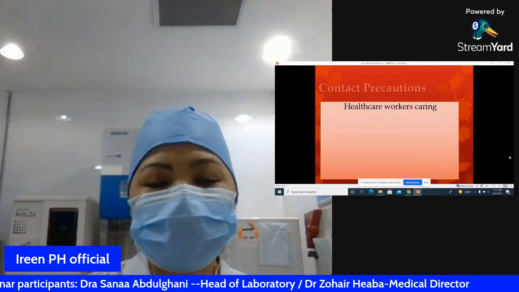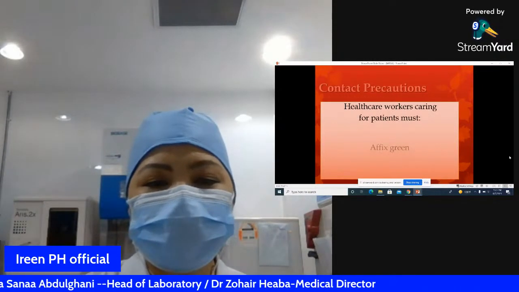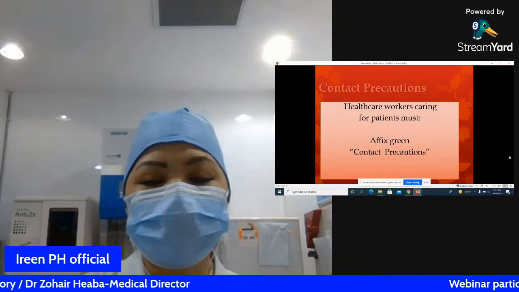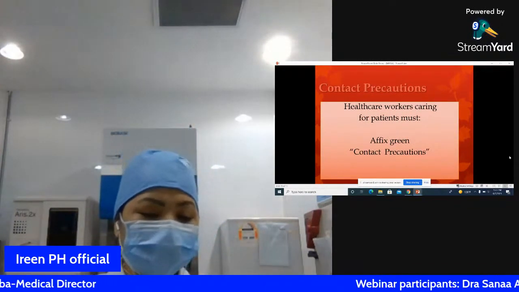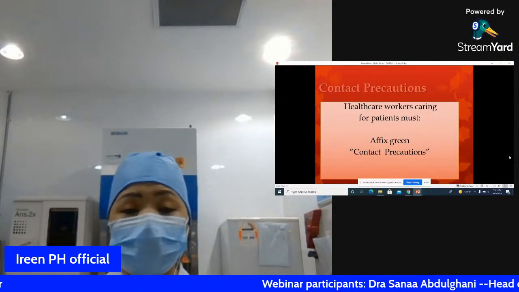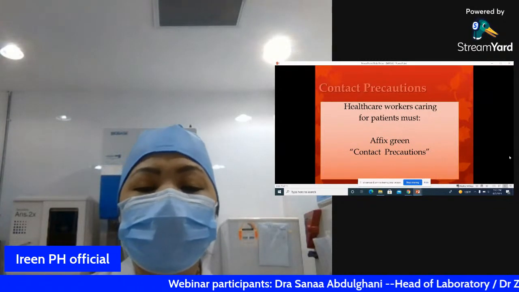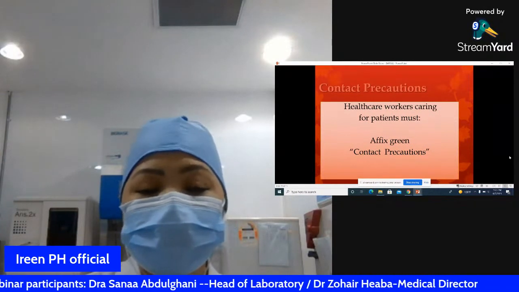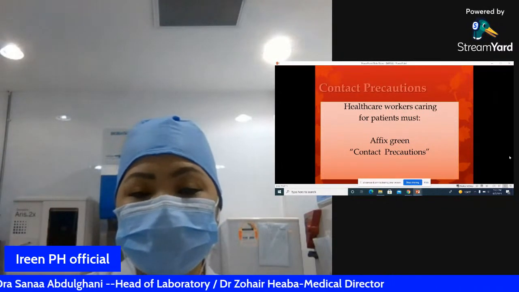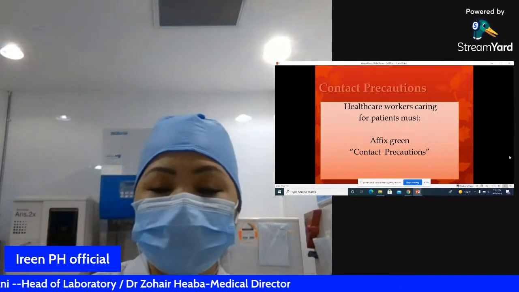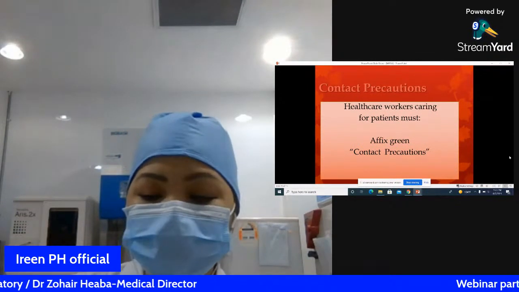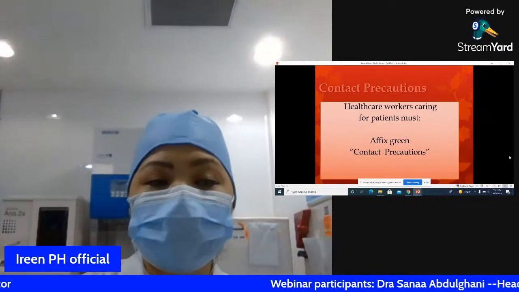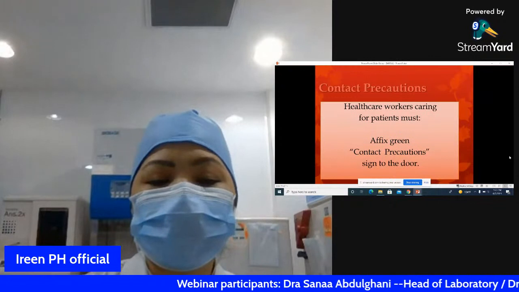And then healthcare workers caring for patients must affix the green code. What's this? The contact precautions. This is the one we did in our facility. You must put up signage that the contact precautions is in green code. And then they follow the steps of how to use the PPE. Sign on the door.